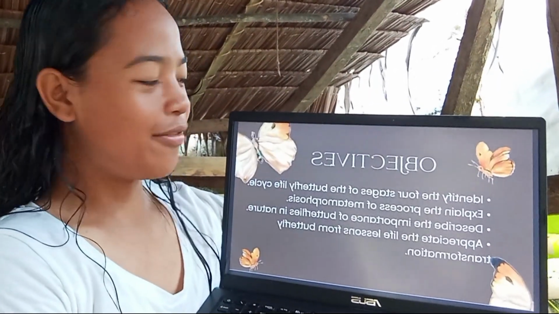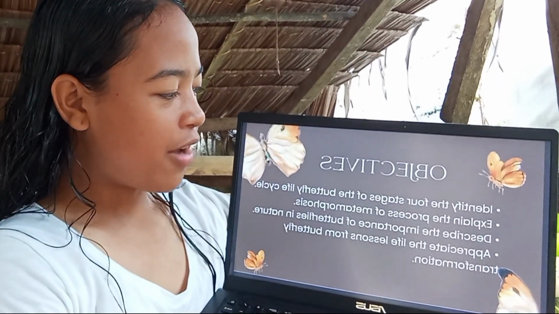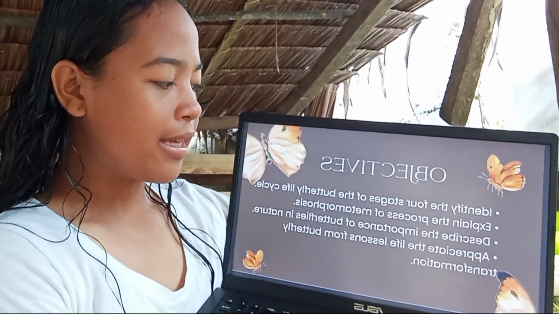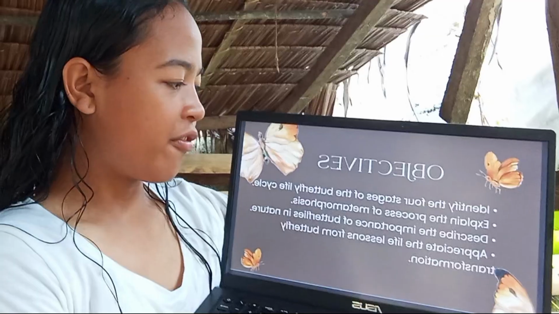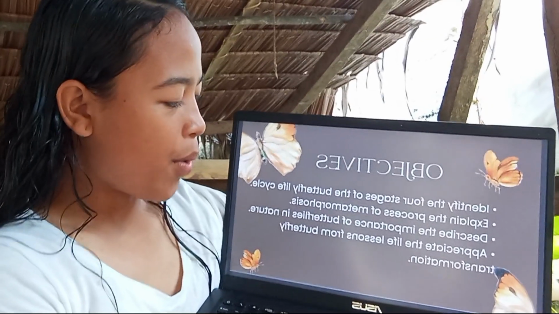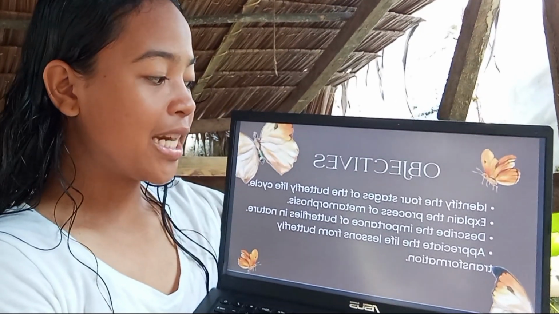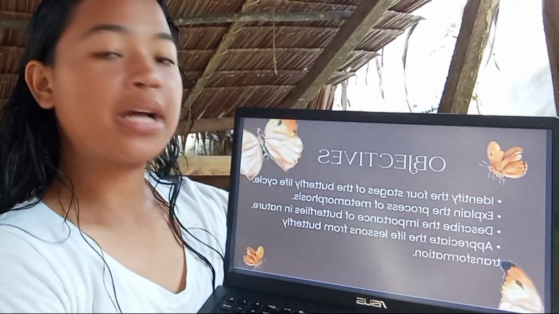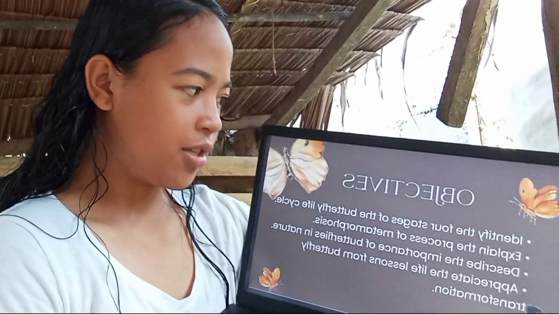Kindly read, everyone. Identify the 4 stages of the butterfly life cycle. Explain the process of metamorphosis. Describe the importance of butterflies in nature. And lastly, appreciate the life lesson from butterfly transformation. So that's our objectives or our goal for this entire topic.